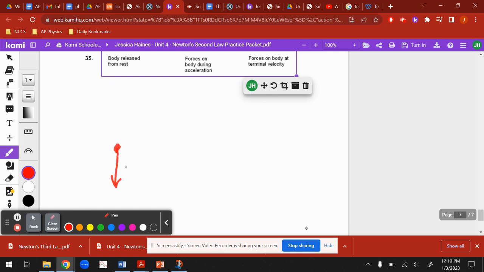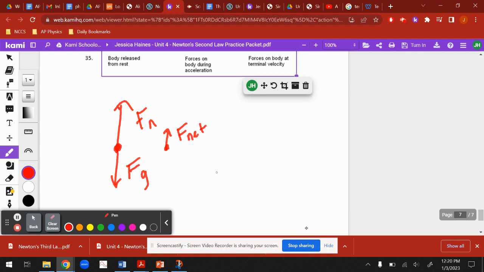So, if you have the force of gravity down on an object and the normal force up, try to draw your arrows so that they are proportional. So, I guess the way I drew this, my normal force is larger than my force of gravity. So, I would have an overall net force that is in the upward direction.